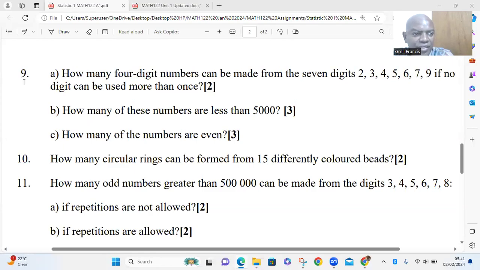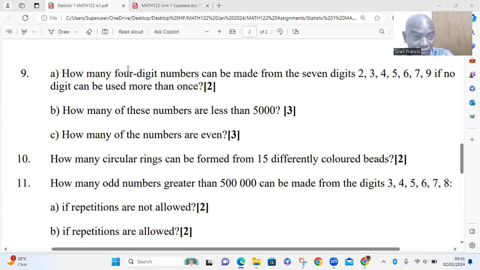So here we are going to analyze question number 9. It says: how many 4-digit numbers, yes, only 4-digit numbers, can be made from the 7 digits 2, 3, 4, 5, 6, 7, and 9, if no digit can be used more than once. And B, how many of these numbers are less than 5,000?